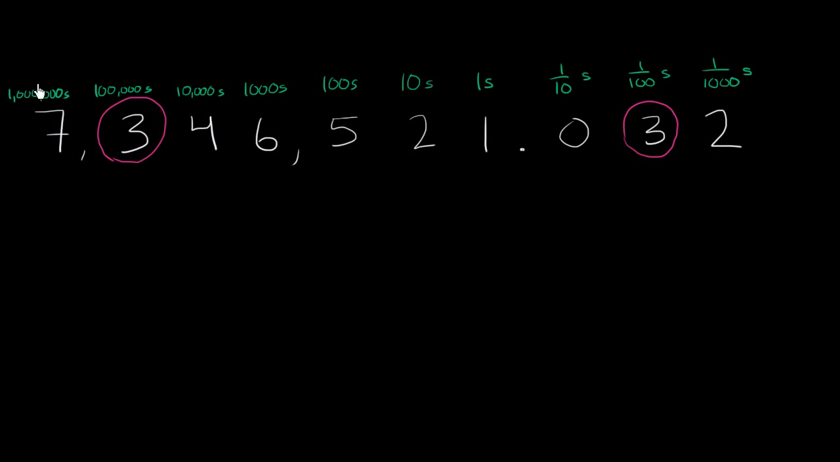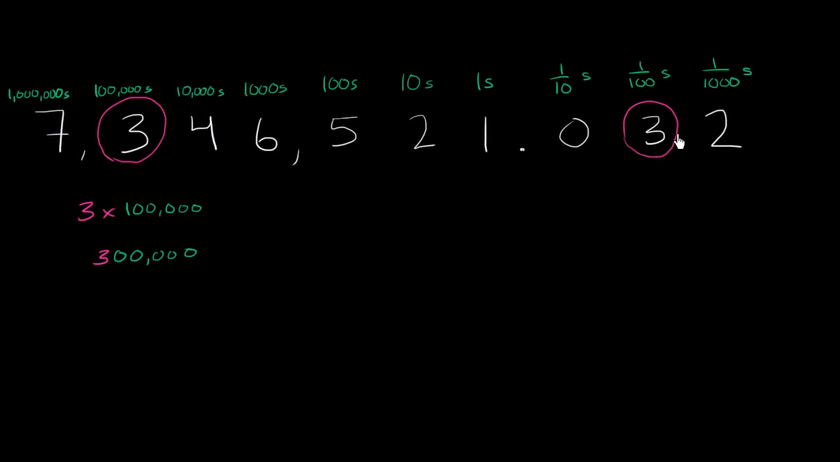So what does this 3 represent? Well, it's in the 100,000s place. It literally represents 300,000s, or you could say 300,000. 3 followed by 5 zeros.